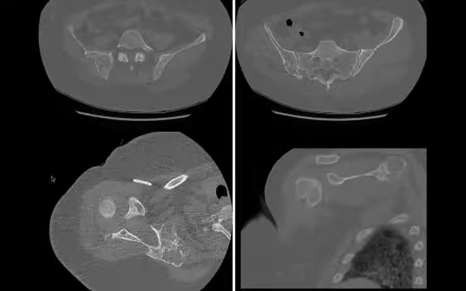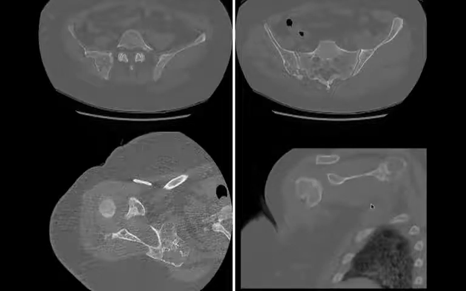The next case, we have CT scans: two axial scans through the pelvis, axial through the shoulder, and then a sagittal also through the shoulder and the scapula. And we see multiple geographic lytic lesions. They have a narrow zone of transition, sclerotic border, and there's some faint matrix, especially in the one in the pelvis here.